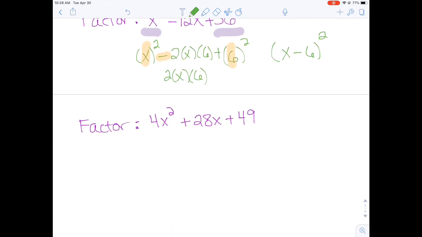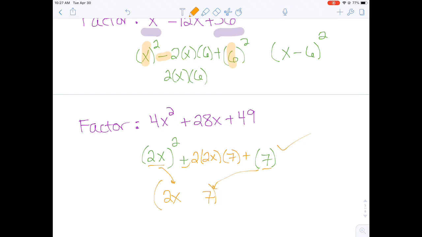All right. So let's do one more together. This one's a little bit trickier. So we have to think, okay, what did I square to get 4x squared? Well, the square root of 4 is 2, and x has also been squared. What did I square to get 49? Well, that was 7. So we want to see is the middle 2 times 2x, the first thing, times 7. Well, 2 times 2 is 4x. 4x times 7 is 28x. So yeah, that checks. So my factors won't be x plus something. Now it has to be 2x and a 7.